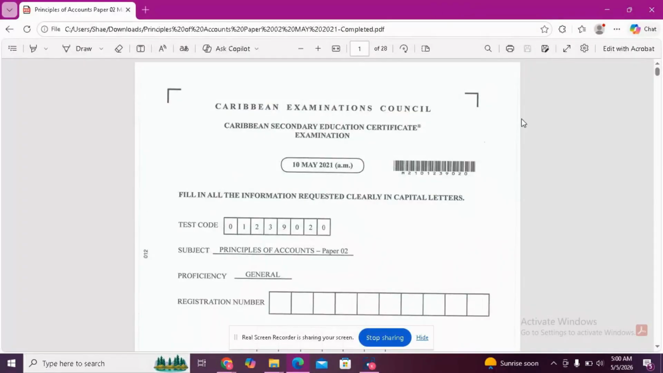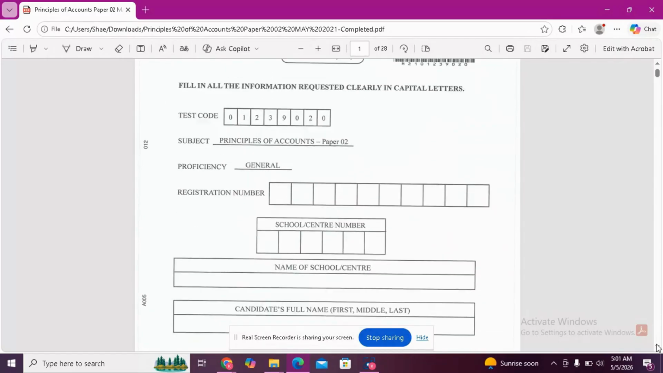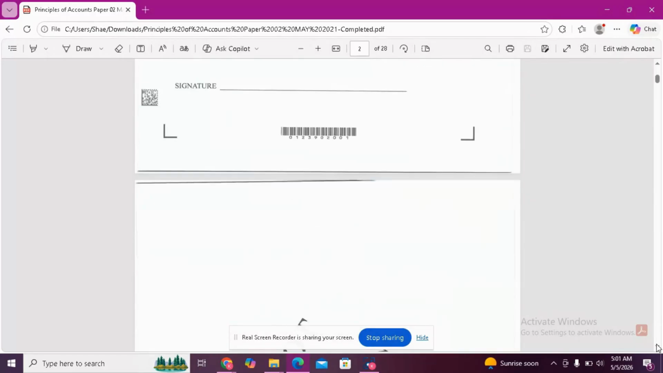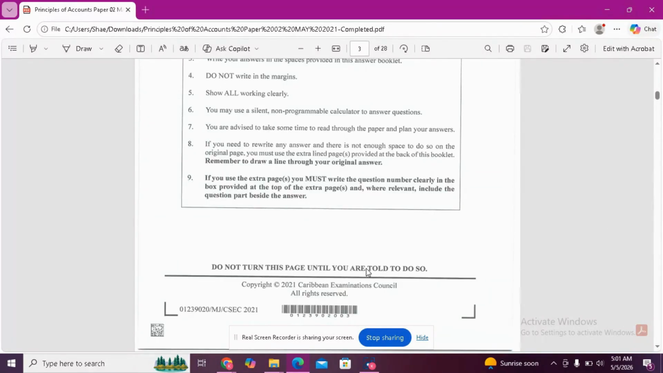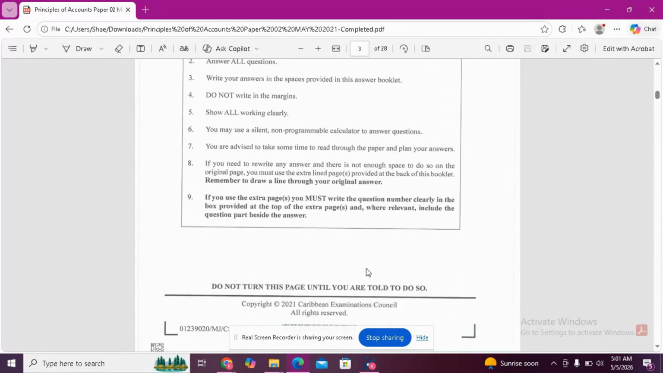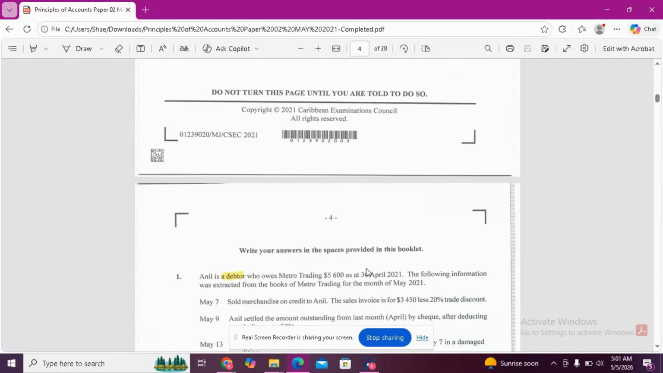Today we're going to be looking at May 2021 paper 2 Principles of Accounts. And we're doing question 1.